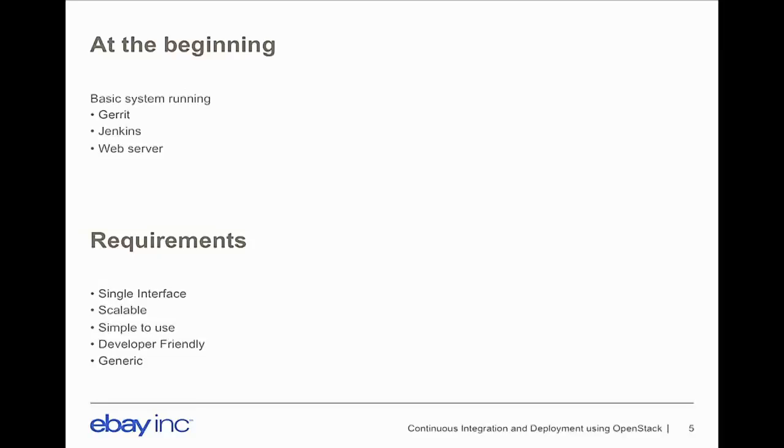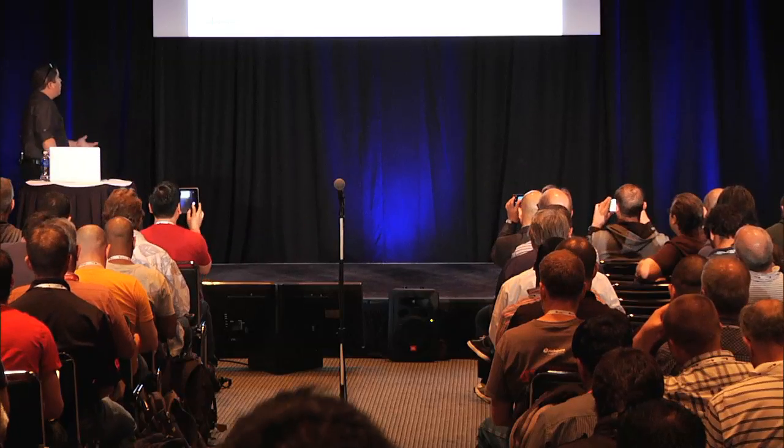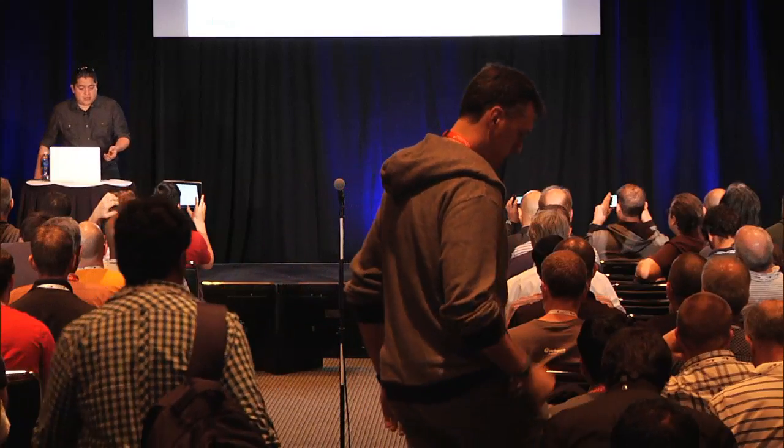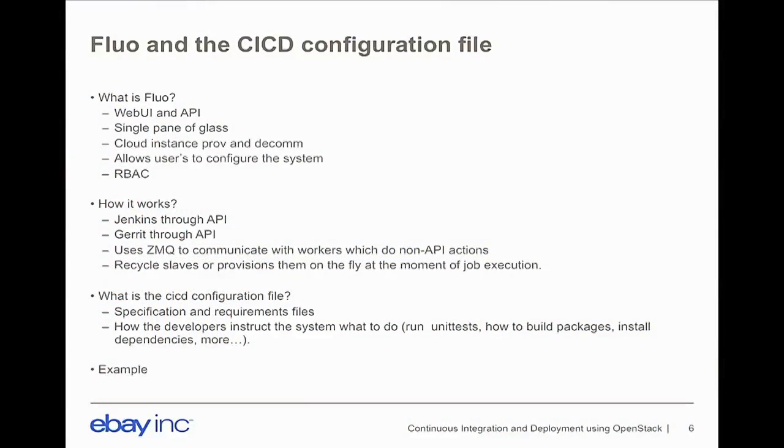So what we needed was a single interface, so developers are not jumping from one system to another trying to figure out where or how to use it. It had to be scalable, simple to use, developer-friendly, and generic, so most other developers could jump in without any problems. So we decided to go with Fluo, which is pretty much a web UI, an API, a single pane of glass.